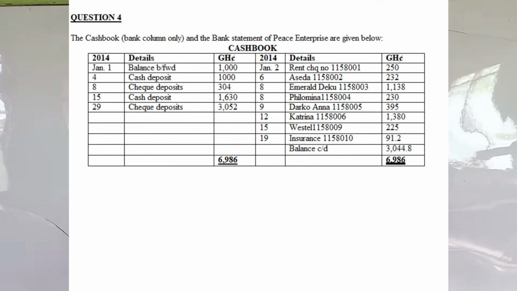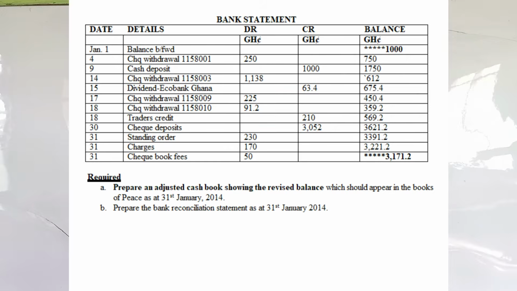So that is the cash book, and this is the bank column. In other words, it's the bank column of the cash book only. Then let's look at the corresponding bank statement. Now, in the bank statement of the same Peace Enterprise, they have the same opening balance of 1,000. And then on the debit side, there is a check withdrawal of 250. There is a cash deposit on the credit side. On the 14th, there's a check withdrawal. And then there is a dividend from EcoBank Ghana on the credit.